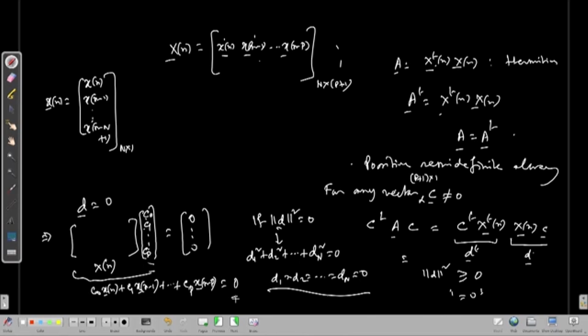This means there is a linear relation amongst the columns. Suppose c0 is non-zero. I keep the term c0 x_n on the left hand side and take the others to the right hand side. I divide both sides by c0, which is possible because c0 is non-zero. So x_n equals minus c1 by c0 x_{n-1}, minus c2 by c0 x_{n-2}, dot dot dot, minus cp by c0 x_{n-p}. So x_n is a linear combination of x_{n-1} to x_{n-p}. That means there is some linear relation amongst the columns.